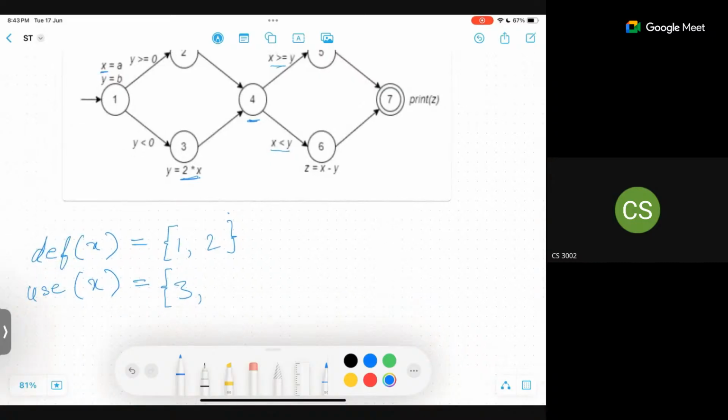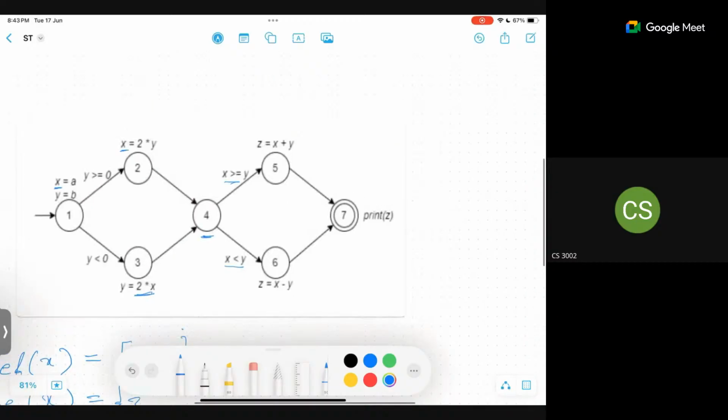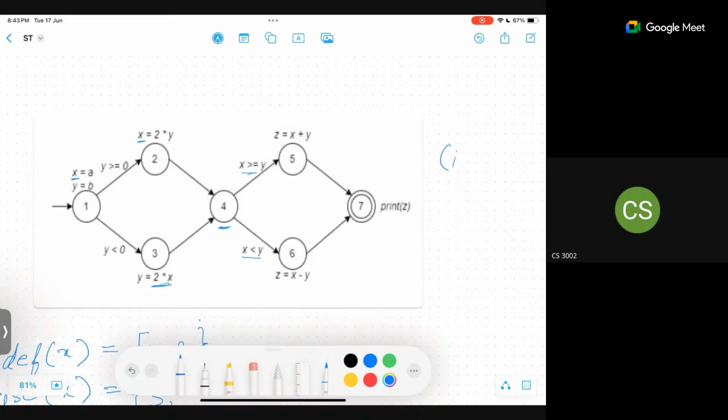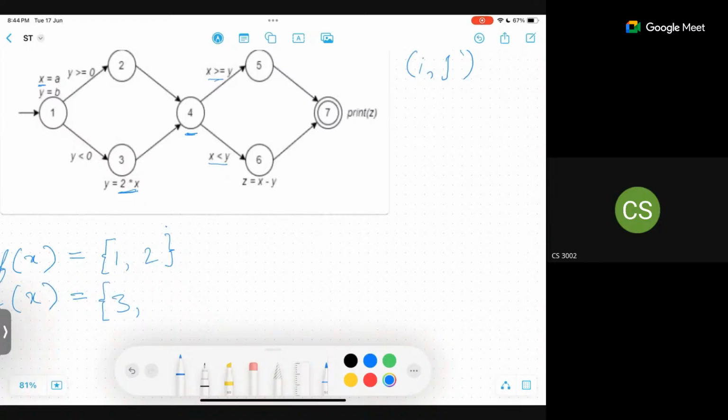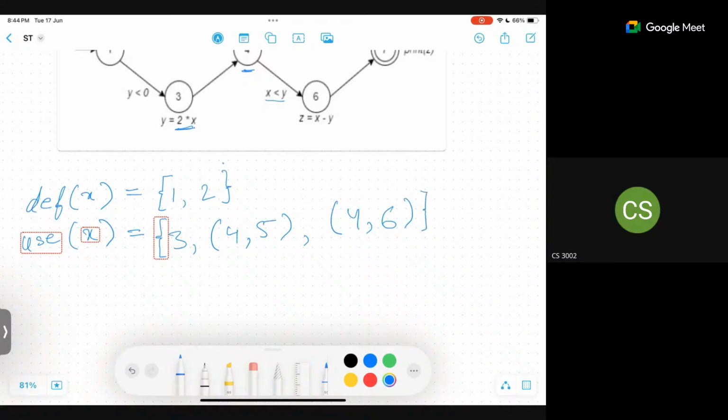So when you consider use on the edge, you have to describe the edge. The only way you can describe the edge is by using this notation, I comma j, the starting node and ending node. So that's how we describe an edge. In this case, 4 comma 5 is a use, 4 comma 6 is a use. Here 3 is the node, but if you want to say it for the edge, then we have to say 4 comma 5, and 4 comma 6 is also used for x. Okay, I shouldn't have closed it.